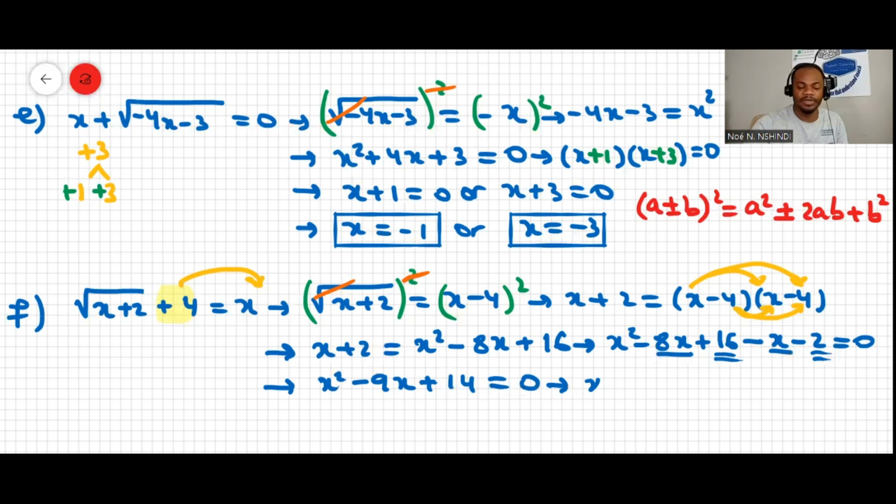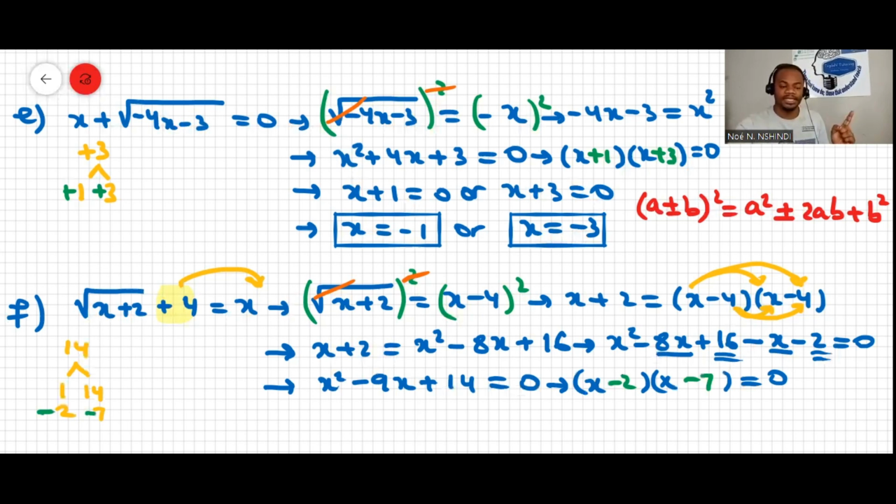Then we can solve this by factorization by putting x within the bracket like that equal to 0. Now I'm going to write here 14, okay? Factors of 14 are 1 and 14, 2 and 7. Now, it's going to be negative 2 and negative 7. So placing negative 2, negative 7 there, because negative 2 minus 7 makes negative 9, and negative 2 times negative 7 makes positive 14. Then this will be x equal to 2 or x equal to 7.